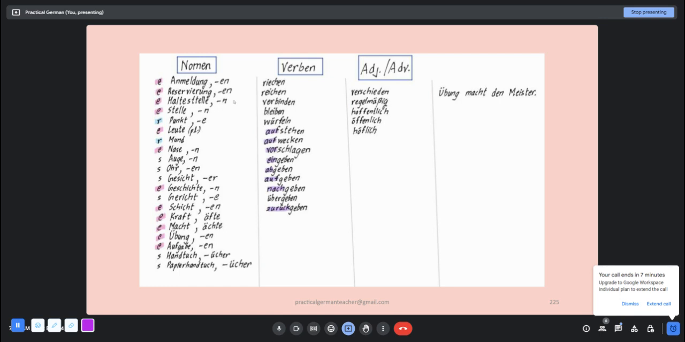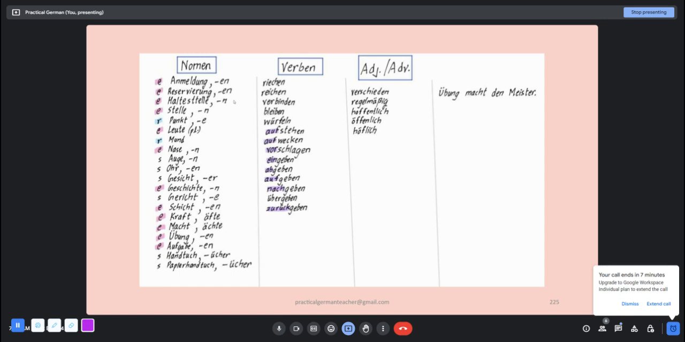Nomen, Anmeldung. You also have the article, right? Whenever you learn a noun, always learn it with the correct article. Die Anmeldung, die Reservierung. Meaning as well, please. Anmeldung is registration, or login as well. Die Reservierung means reservation.